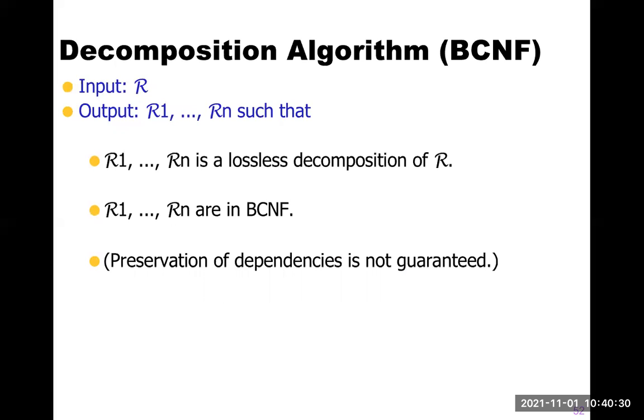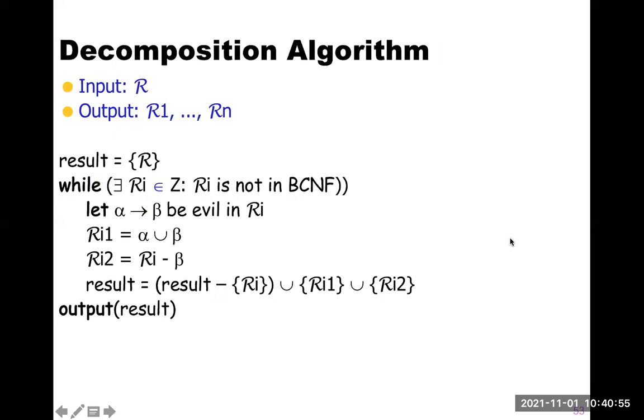Essentially quite simple. So we have a single table, and we want to decompose it into multiple tables, such that all the tables form a lossless decomposition, each table is in Boyce-Codd normal form, and we don't look for dependency preservation. So we don't need to check it. So the algorithm is this.